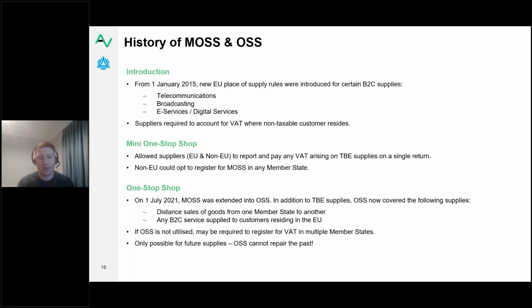If you didn't utilize it, you would be required to register for VAT in multiple EU member states. So if you had a customer in Ireland, France, Germany, you would need to register in each of those member states, unless you utilized MOS or OSS to just file a single return. And it's important to note that OSS can only be used for future supplies. So if you breached the thresholds and had relevant sales from, say, 1 July 2021, you would be required to go back and potentially register in multiple EU member states to fix the issue. You can't use it to repair the past.